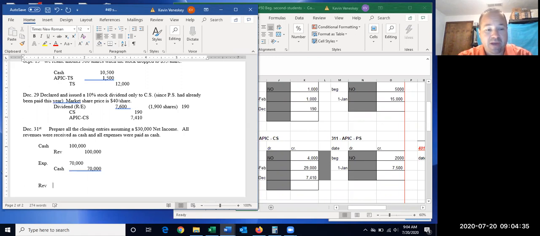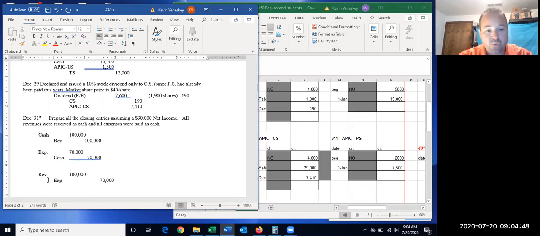I need to debit my revenue for 100,000. I need to credit my expenses for 70 to get rid of them. And then I need to credit my retained earnings for the difference. Or you could do income summary and then cancel out and do retained earnings. I'm just going to skip that step and just go right to retained earnings.